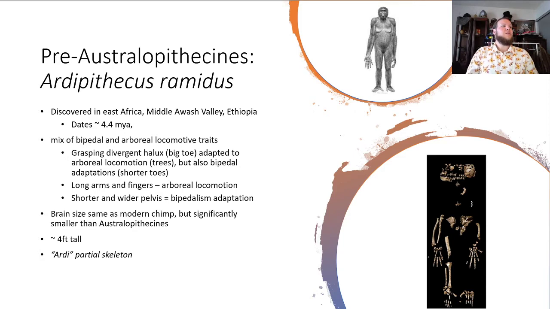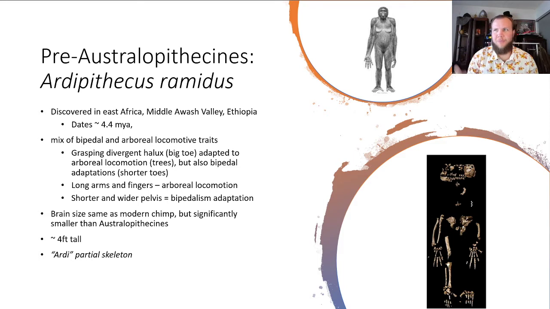Ramidus had a mix of bipedal and arboreal locomotive traits. Habitual bipeds, they appear to be. They have a grasping divergent hallux, but also shorter toes. So they're getting there, they're not quite obligate yet. They have long arms and fingers and a shorter, wide pelvis, which we think is a bipedal adaptation. Brain size is the same as a modern chimp, but significantly smaller than Australopithecines. So it's like that transition species.